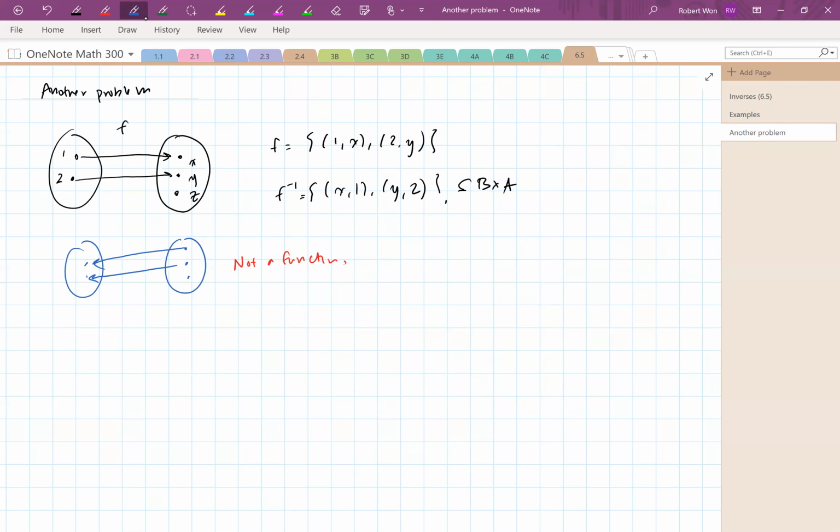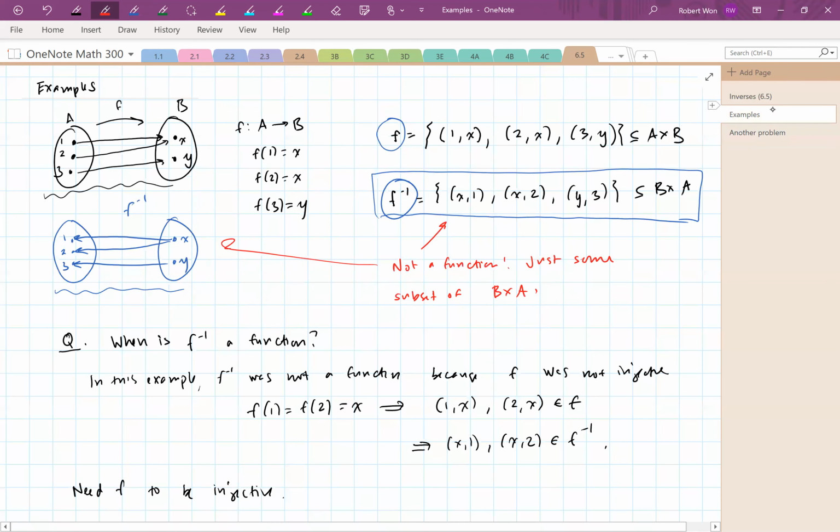But it's not a function because for it to be a function, it needs to be defined everywhere on the domain. In this case, the domain of F inverse would be B if it were a function. But the problem is that we don't know what happens to Z, so F inverse is not a function. We need to be able to define a function on all of B. So this means that we need also F, the original F, to be surjective for F inverse to be a function.